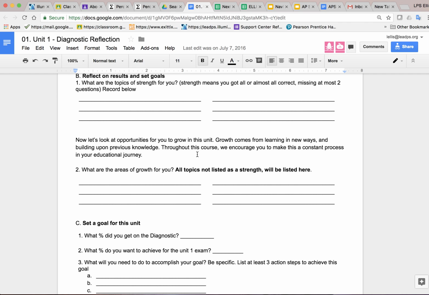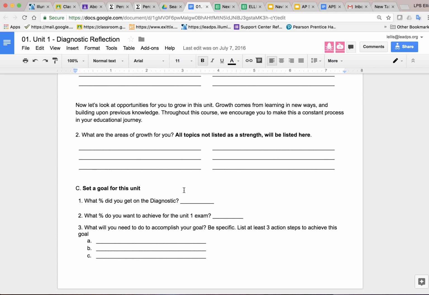Okay, next we're going to look at opportunities for you to grow. So what are the things that you didn't list above here? Okay, and you will list those in this number 2 area. Anything not listed as a strength is going to be listed here. And the idea is so that you keep those concepts in mind as you go through the notes with this whole unit. Those are the topics that you need to learn the most about and need to remember how to do.